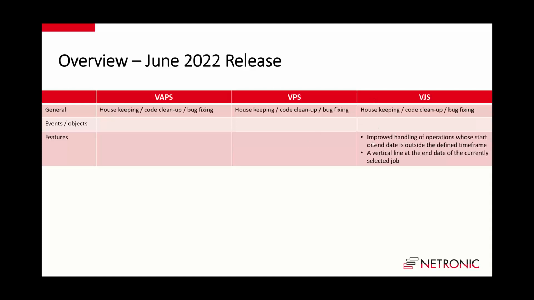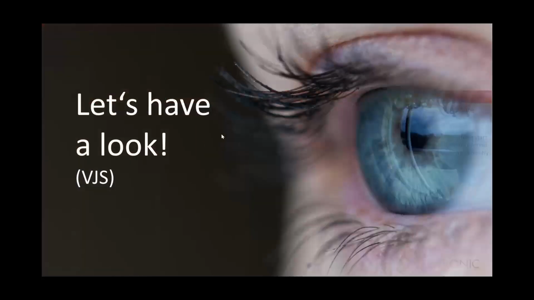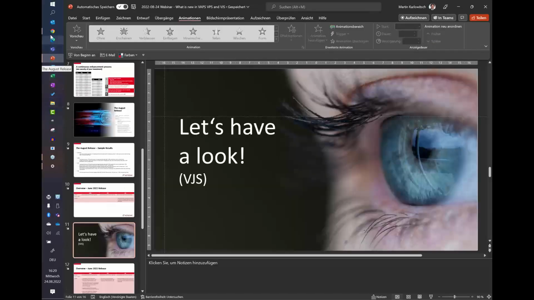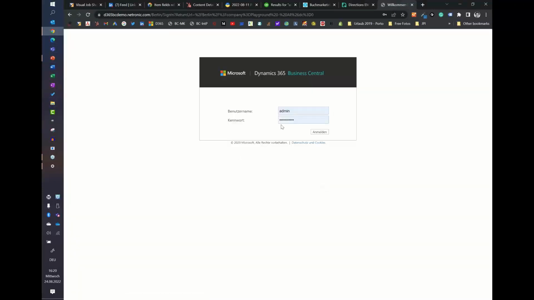So with the VJS, we improved the handling of operations whose start or end date is outside the defined time frame, and I will show you what this means. And we added a vertical line at the end date of the currently selected job. So before we go into the production schedulers, let's have a look at what we added to the VJS. I'm pretty sure I need to log into my database again. Yes.